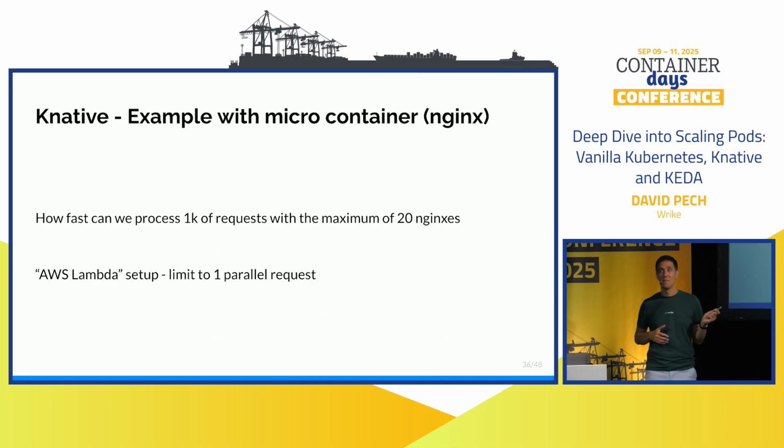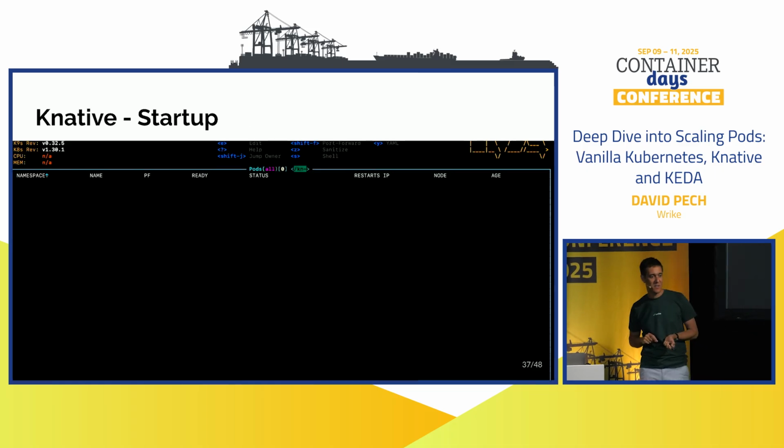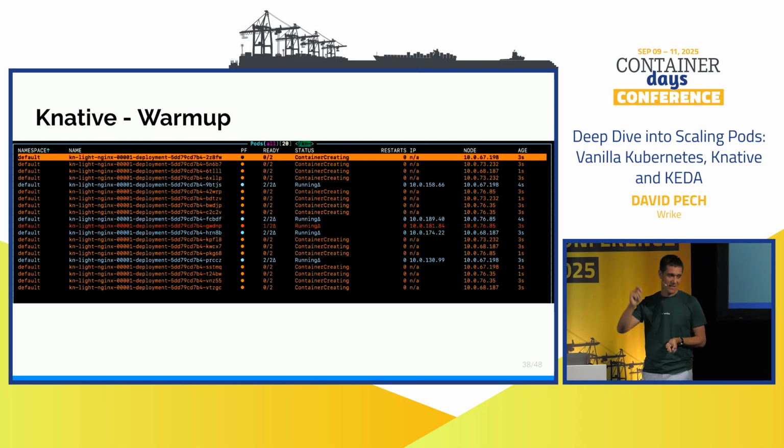Let's have some small example here. So I will have a Knative with the scale to 0 functionality, and we will throw 1,000 requests at it. There is a setting to allow only 1 request inside, 1 parallel request at a time. So we are starting from 0. We will kick in all the requests. You can see that the containers are starting. They already are in different states right now, even though the images are pre-pulled.